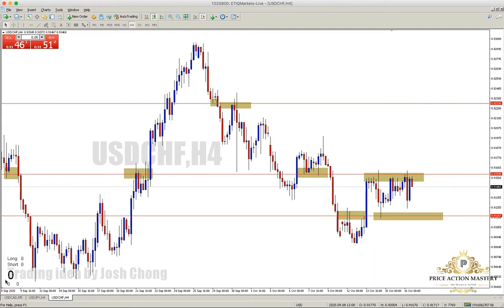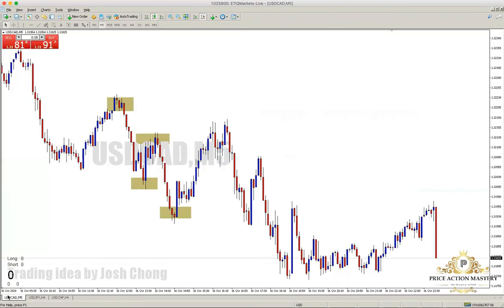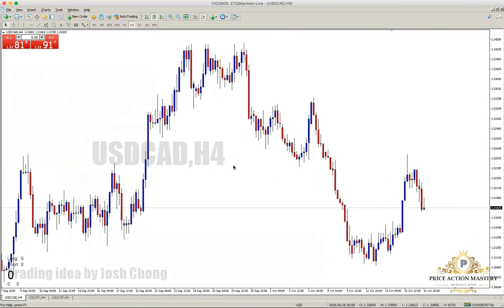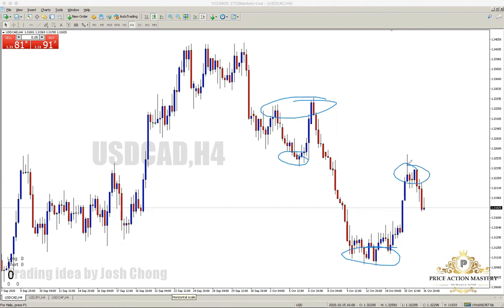So we look into USD CAD first. We can see that USD CAD overall is still in a downtrend. Lower low, lower high, lower low. This is not a lower high. I'm expecting the market to go higher and have a drop, because USD CAD is still in a downtrend.